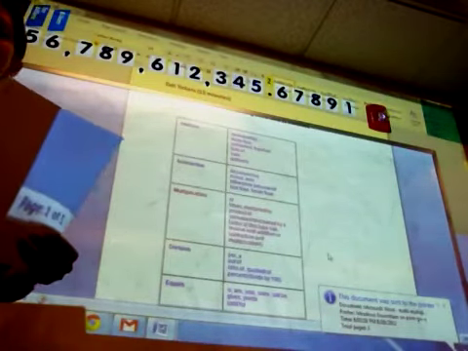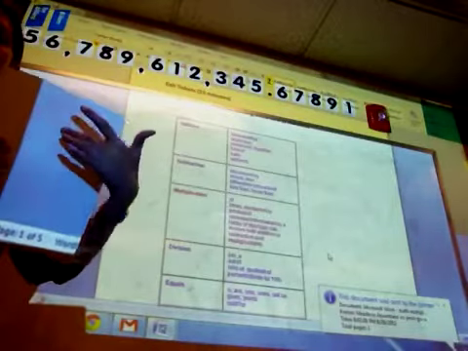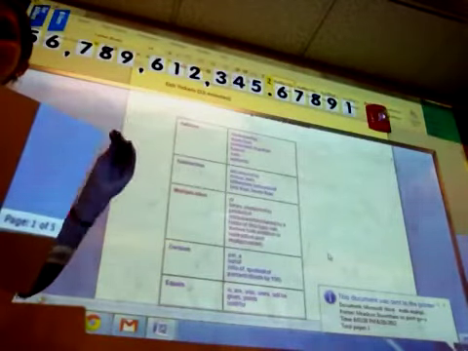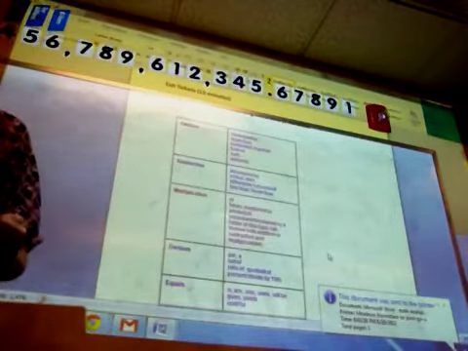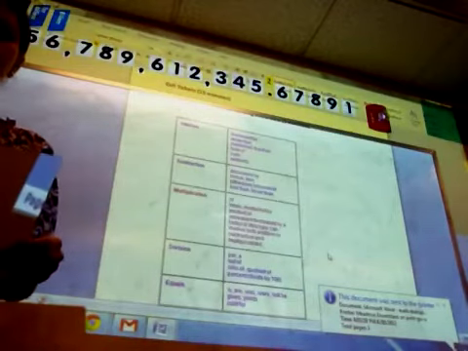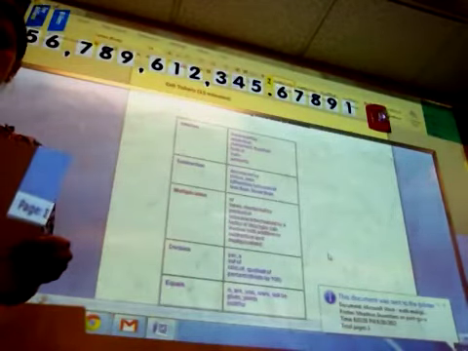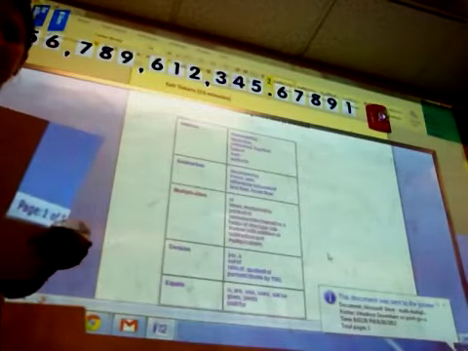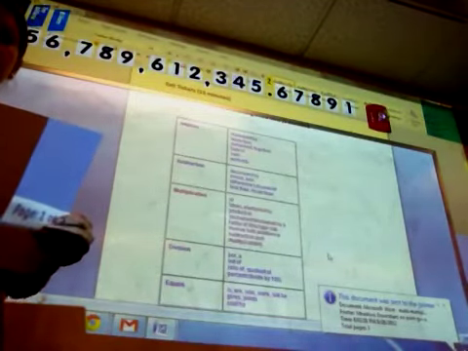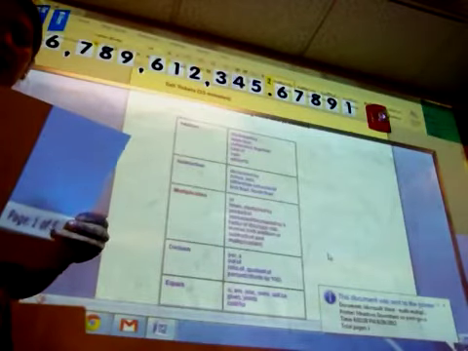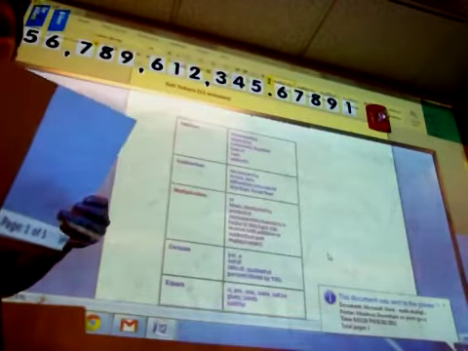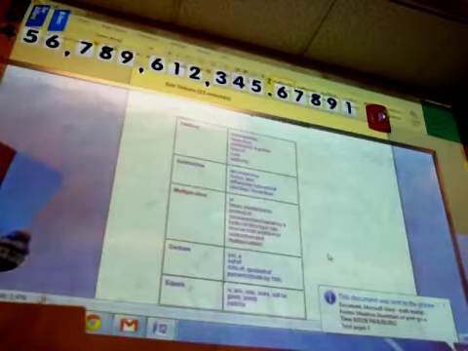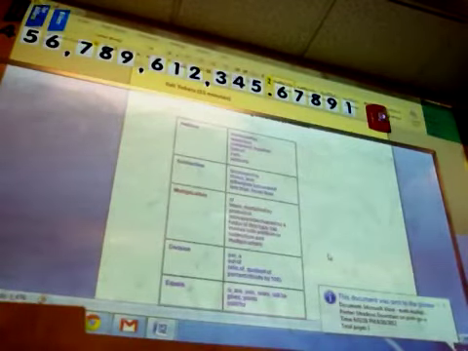Circle anyone in that row that's still giving you a headache. Write it on the back of your paper and study, study, study that problem. Next row, 6 times 4, 24. 6 times 8, 48. 6 times 7, 42. 6 times 6, 36. 6 times 9, 54. And 6 times 7, 42.